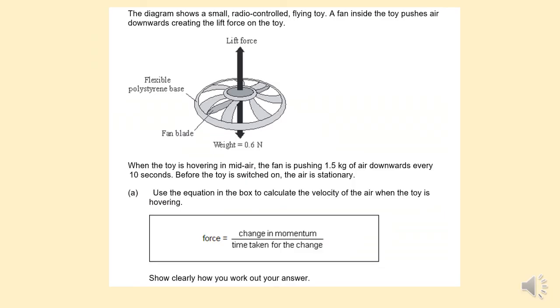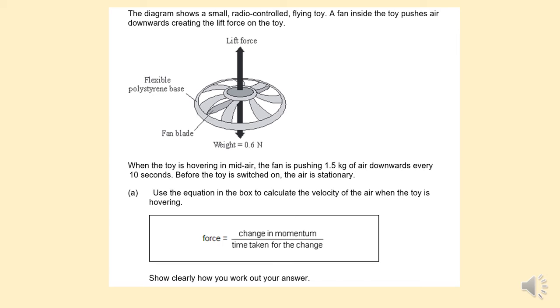Okay, on to our last question. We have here a small radio-controlled flying toy. A fan inside the toy pushes air downwards, creating the lift force on the toy. So we've got a weight there of 0.6 newtons. When the toy is hovering in mid-air, the fan is pushing 1.5 kilograms of air downwards every 10 seconds. Before the toy is switched on, the air is stationary.